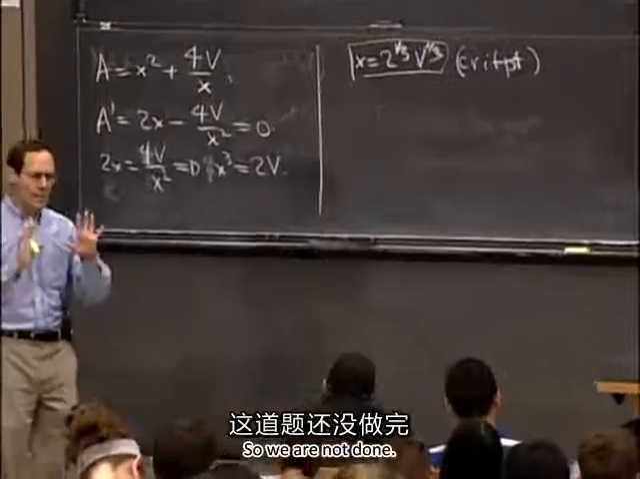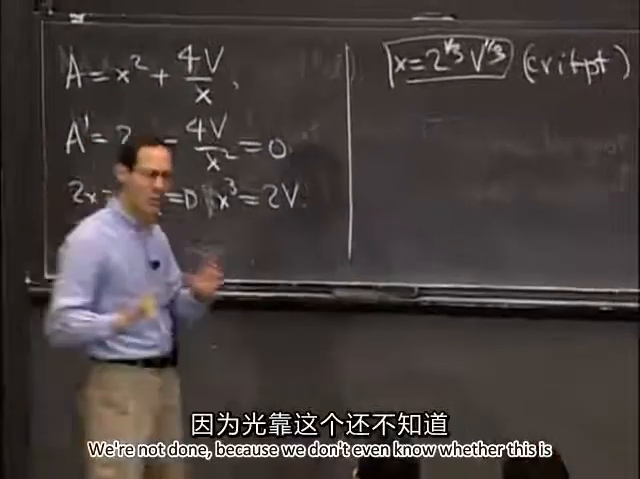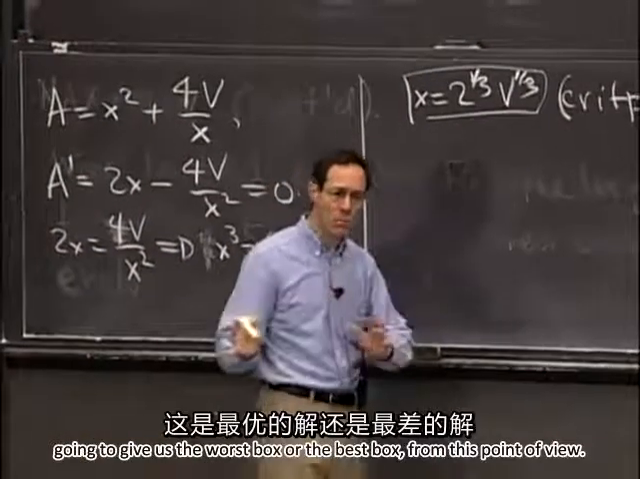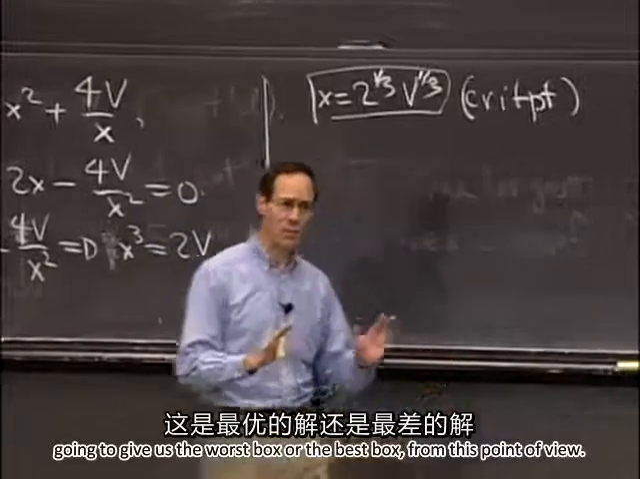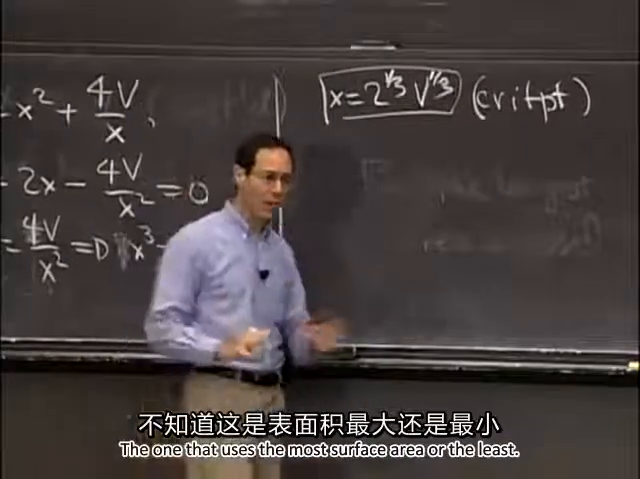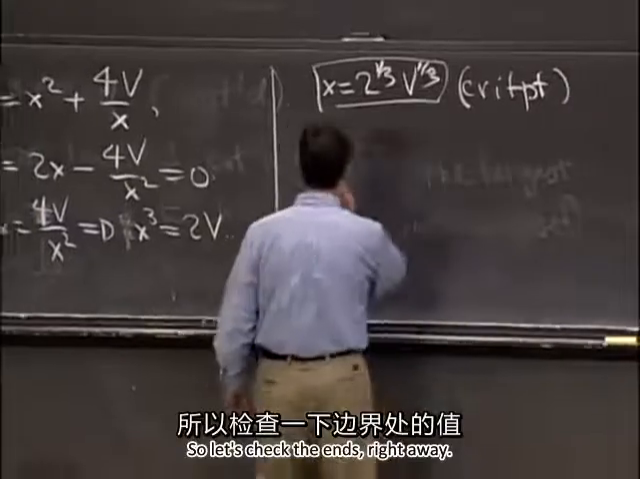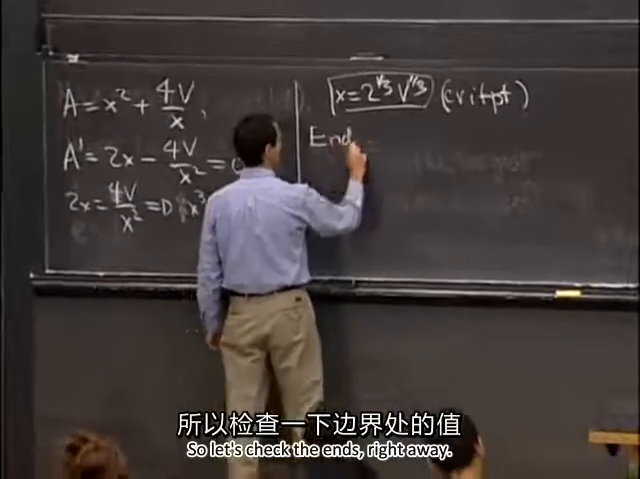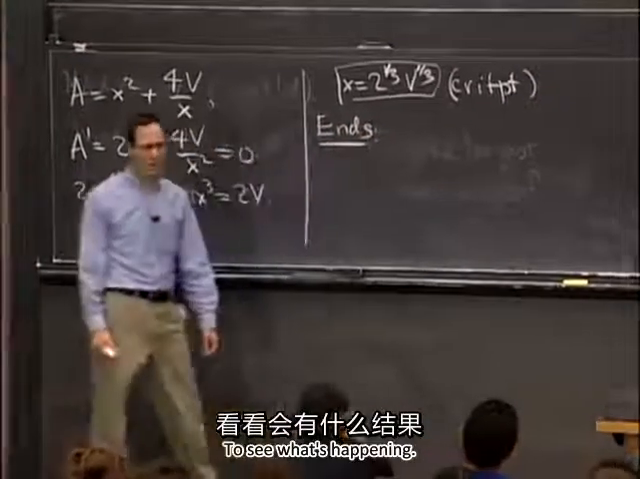So we are not done, right? We're not done because we don't even know whether this is going to give us the worst box or the best box from this point of view, the one that uses the most surface area or the least. So let's check the ends right away to see what's happening.